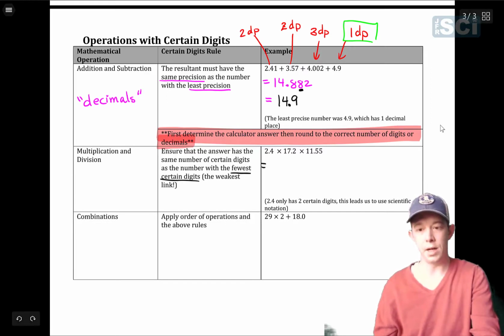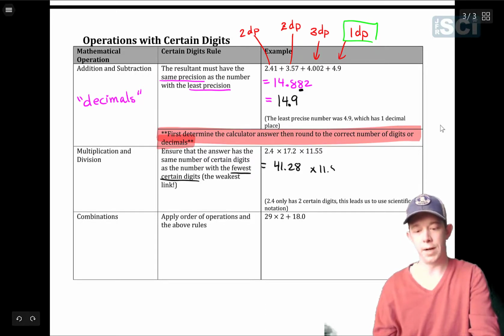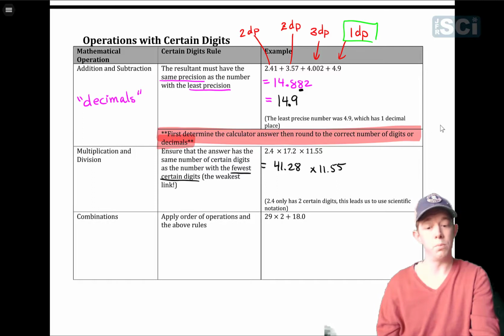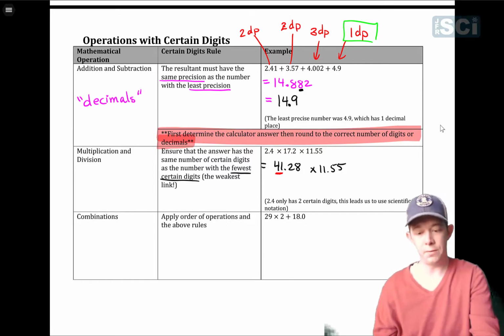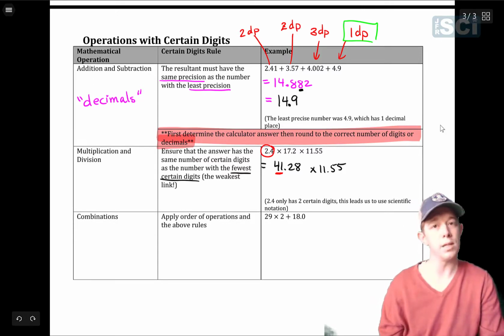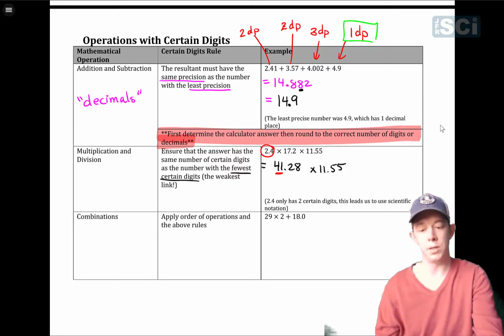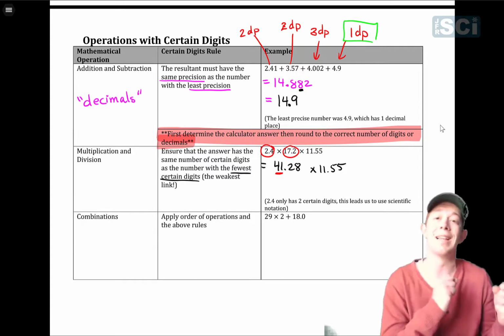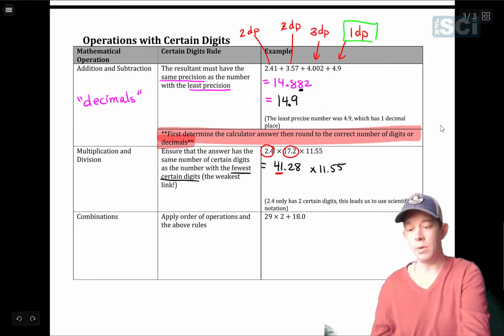Okay, so I'm going to go ahead here and I'm going to say 2.4 multiplied by 17.2 comes out to 41.28. I'm still going to multiply by 11.55. Now, if this was the end of my calculation, I only had these first 2 terms, the 2.4 and the 17.2, I would have my answer come out to 2 significant figures, 41. And that's from the fact that this value here only has 2 significant figures, whereas the 17.2 had 3 significant figures. And I'm not going to use that one because I want to use the one with the least number. Okay, so I'm going to continue with my calculation.